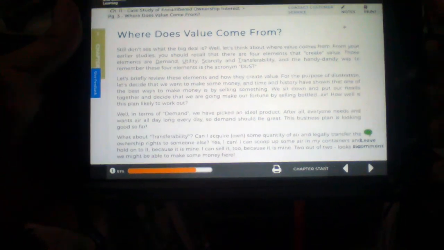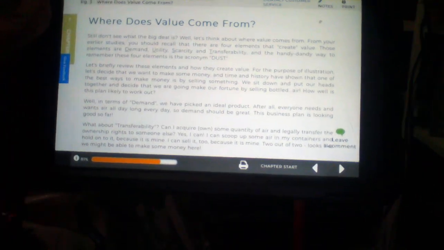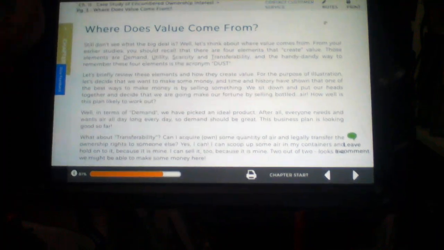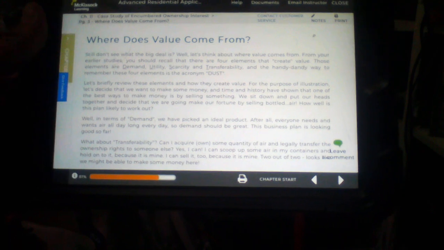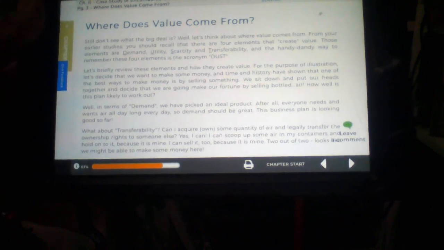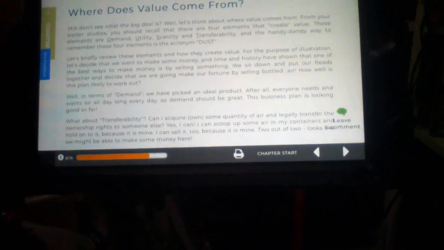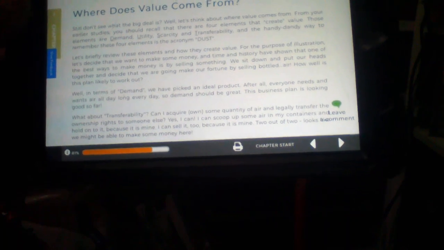Advanced Residential Applications and Case Studies. Chapter 11. Case Study of Encumbered Ownership Interest. Page 3. Where does value come from?